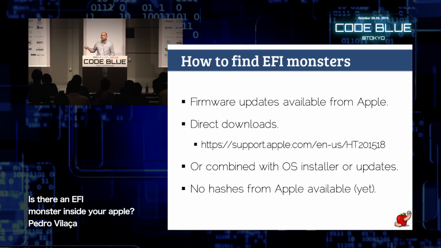You can find the updates from Apple. Apple publishes updates for firmware. For example, to fix my bug, they had to publish an update. You can access on this URL most of the updates, or you can extract them when, for example, a new version, El Capitan, had some firmware updates, some EFI updates. Last week, Apple also released new firmware updates, so you can extract from them. Apple doesn't publish the hashes of those updates. I'm trying to convince them to do this, so we can verify if everything is legit.